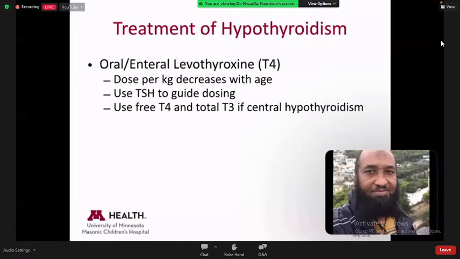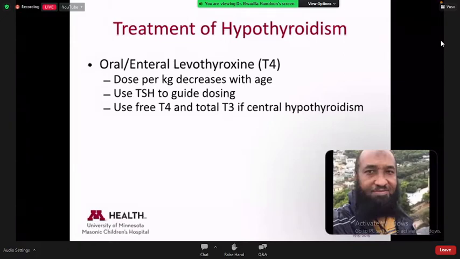The treatment of hypothyroidism is by oral replacement. You can give IV, but oral is simple and easy and the best way to go. You use IV thyroid hormone replacement in cases of critical care where you cannot use oral replacement. There is no enteral feeding. In that case, you can use IV. And remember that the dose is per kilo, and the per kilo dose decreases with age. So it's kind of opposite. The younger the infant, the more per kilo dose.